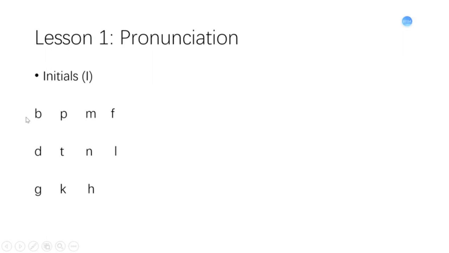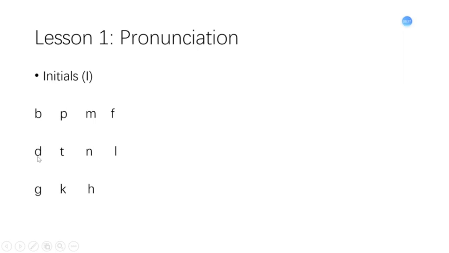In all three lines, there are minimal pairs in each group. For example, in the first line, bo and po are minimal pairs, because the only difference is the air coming out through your mouth. For the first one, bo, there's almost no air coming out. And this one is po. For po, you can feel stronger air coming out from our mouth. This is the difference between bo and po.